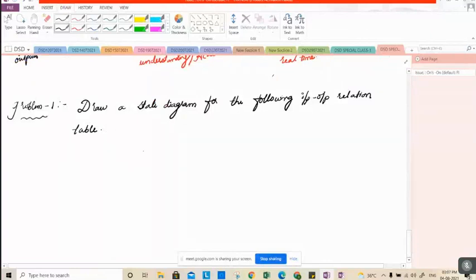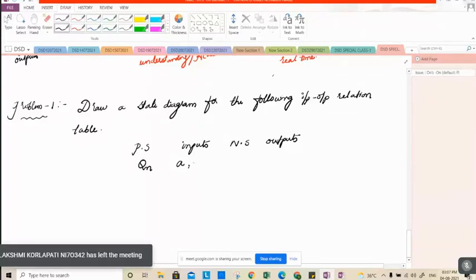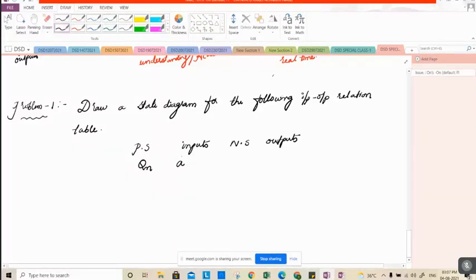Right. So the table is given here. Present state, inputs, the next state, and outputs. Present state represented with the Qn. Inputs, we have 2 inputs here, A and B. Next state is represented with the Qn plus 1. Output is represented with Y.